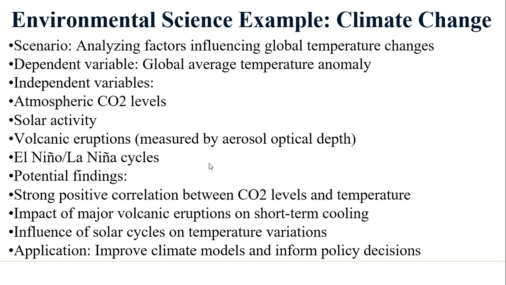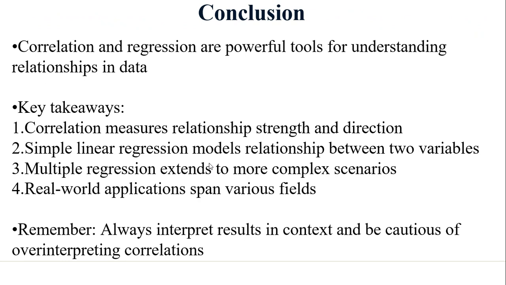So these are the examples and the real life applications that we can see that regression is helping us with. It can help us get insight and know what to do next. Conclusion: correlation and regression are powerful tools for understanding relationships in data. Key takeaways: correlation measures relationship strength and direction.